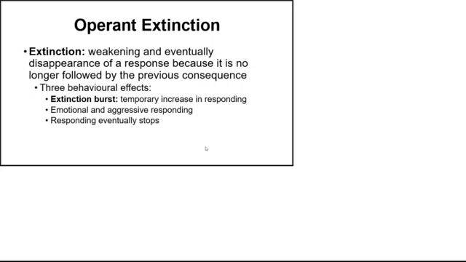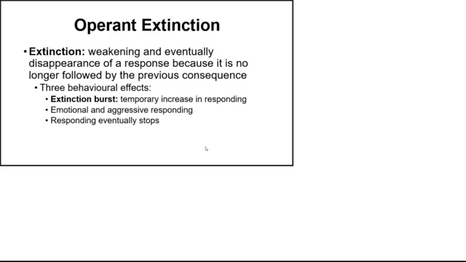So this is a weakening and eventual disappearance of an operant response because it's no longer followed by a previous consequence. So this would be like a rat pressing a lever in a box to get food. If they're used to pressing that lever and getting food, if they push it and then no longer get food, then they're going to stop pushing that lever.